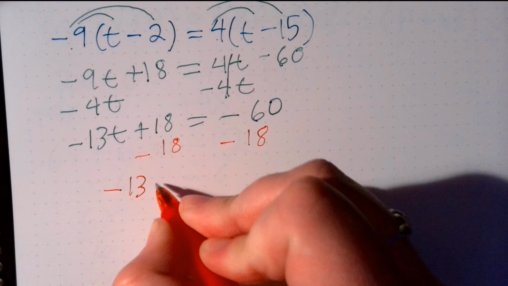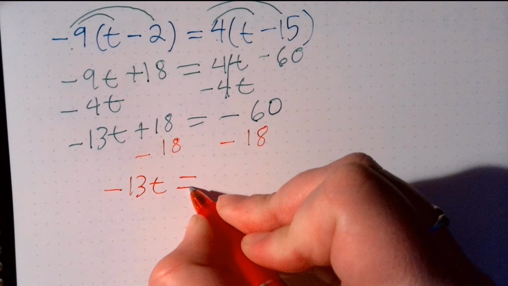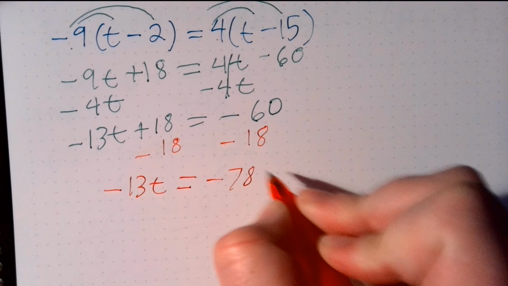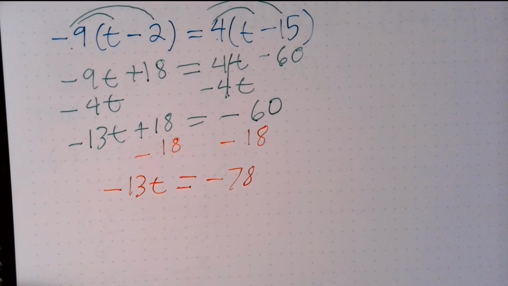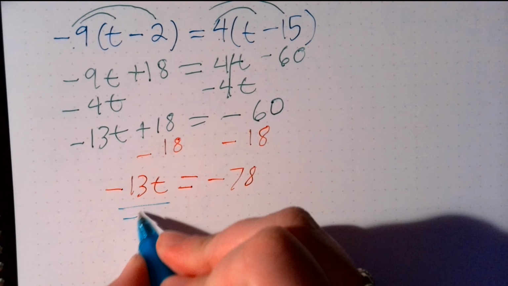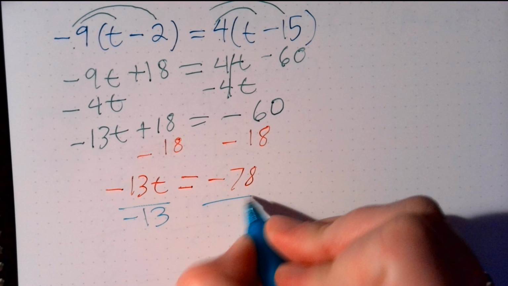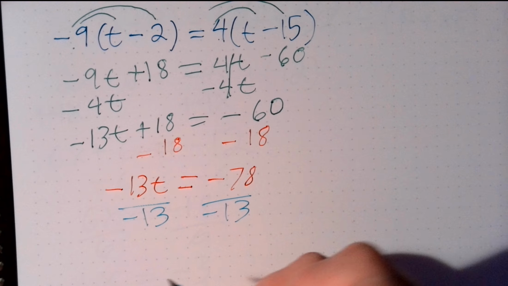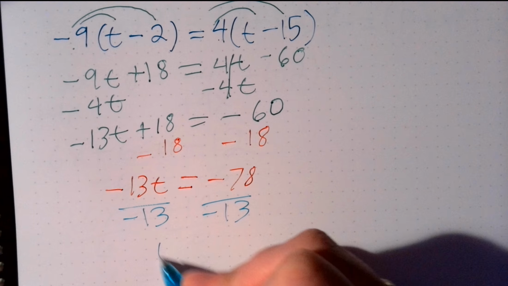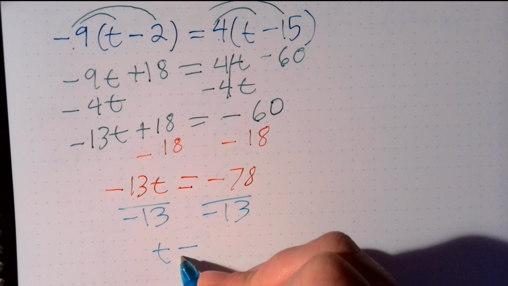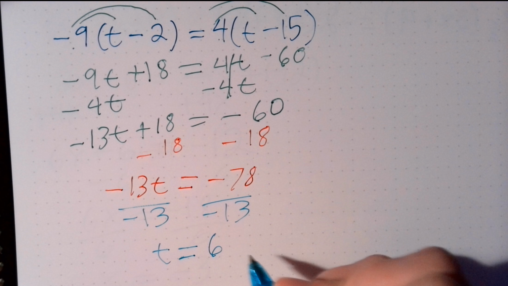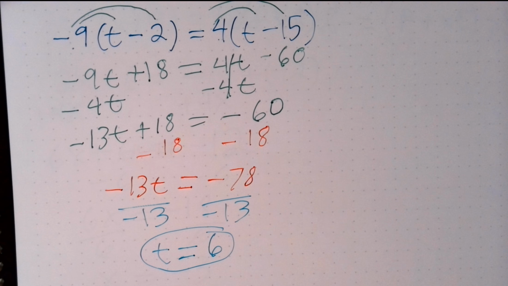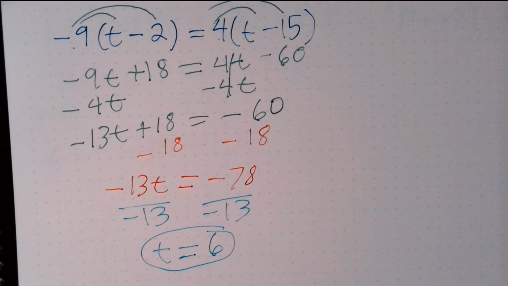So negative 13t is equal to a negative 78. Now we're going to divide that by negative 13, which is equal to 6. So t is equal to 6.